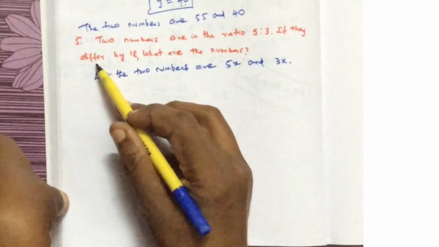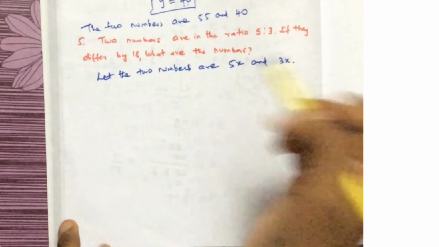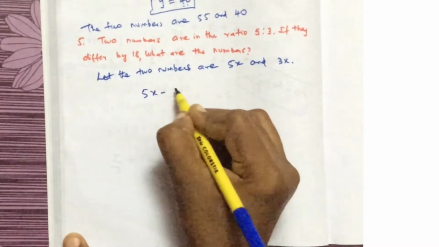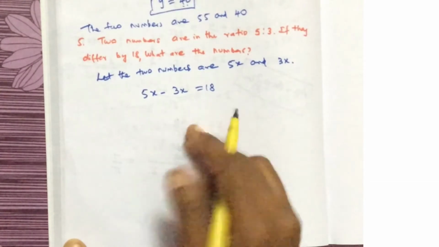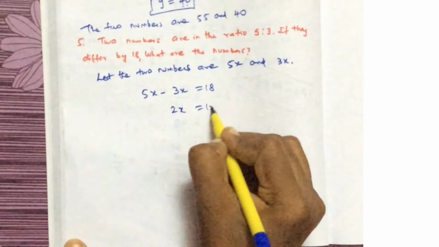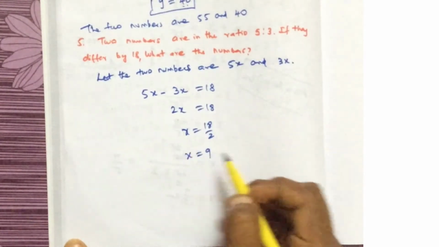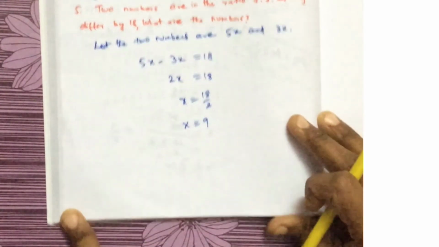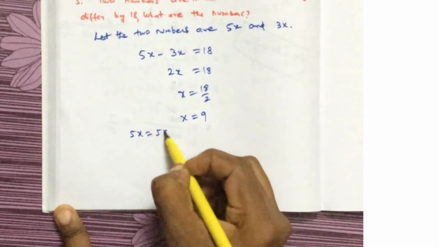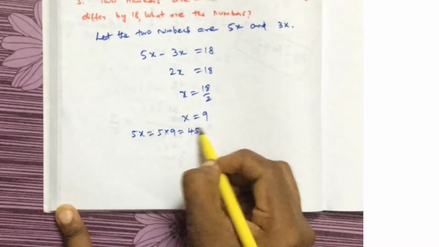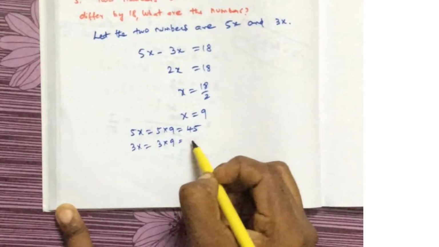If they differ by 18, what does differ mean? If you subtract the two numbers, you should get 18. Then it is simple: 5x minus 3x is 18. 5x minus 3x is 2x, which is 18. x equal to 18 by 2, that is x is 9. Okay, the problem is not yet over. You have to find what the two numbers are. One of the numbers is 5x, so 5 into 9, 9 5s are 45. 3x, 3 into 9, that is 27.